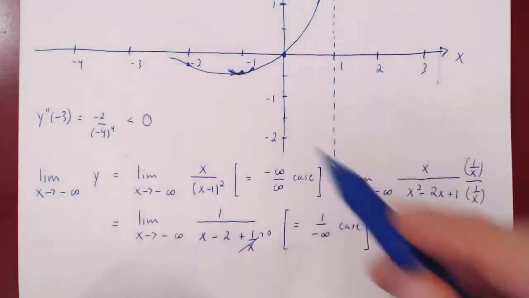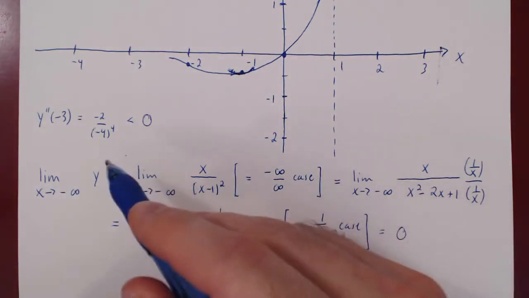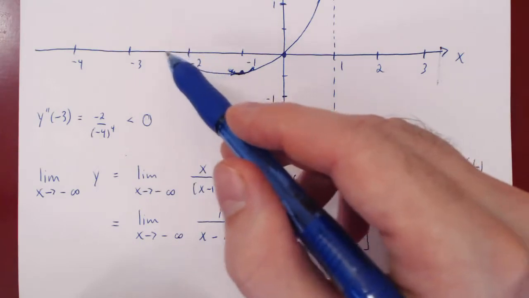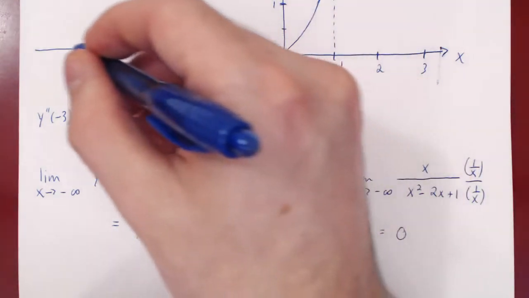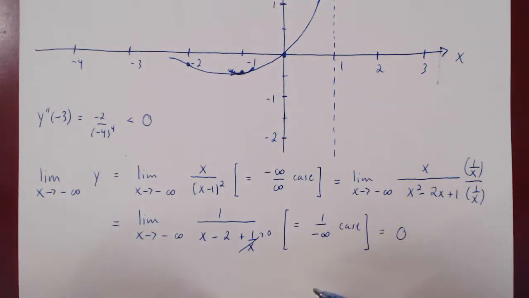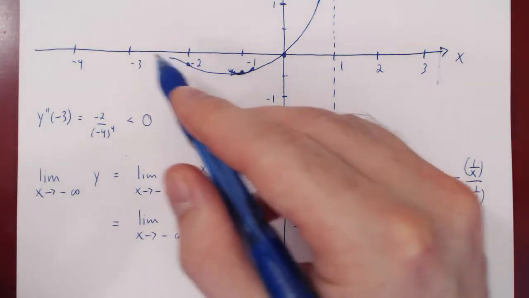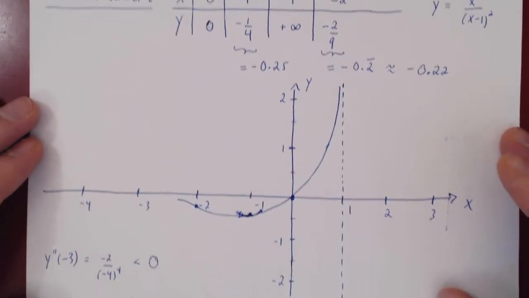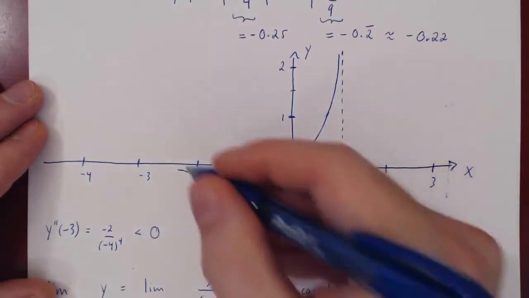And as we can see from our picture, y equals 0 is indeed a left horizontal asymptote. As x goes to -infinity, y is getting closer and closer to 0, always, of course, from the negative end. So we have a left horizontal asymptote at y equals 0.